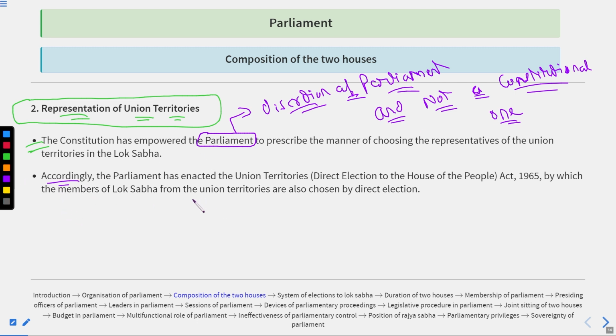Okay, so accordingly, the parliament has enacted the Union Territories Direct Election to the House of the People Act 1965. Now it is very important, because we have just discussed that it totally depends upon the discretion of the parliament to decide which manner is required to get elected from the Union Territories. So the parliament exercised its power in 1965 and provided the act, by which the members of the Lok Sabha from the Union Territories are also chosen by direct election.